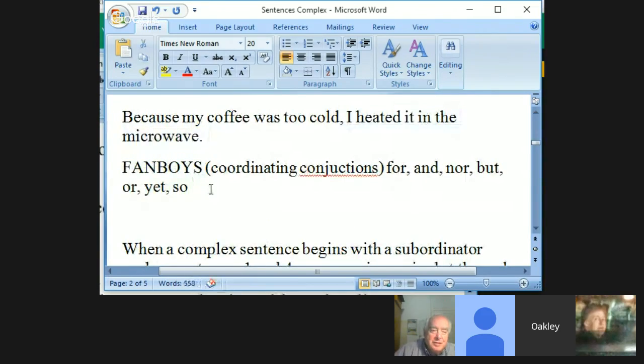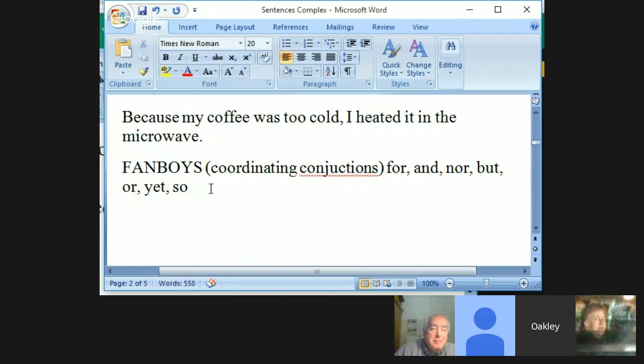An observation, teacher. In this phrase, because my coffee was too cold, it seems that the first one could seem the principal because it is the cause of the problem. You could say I heated it in the microwave. It's the action, but the action is subordinated to the cause, that is because my coffee was too cold. Do you think my observation is right?